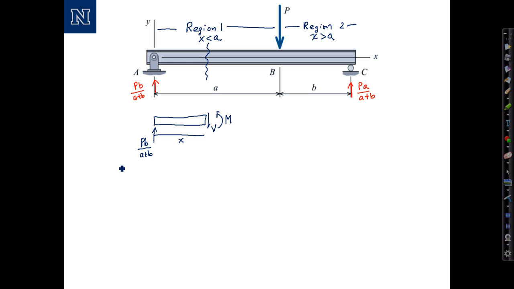To find internal shear, we'll take sum of the forces in Y equal to 0. We have Pb over a plus b minus V, and I'm going to express this generally as V of x to recognize that it's a function of x. Set that equal to 0, and we find V of x equals Pb over a plus b.